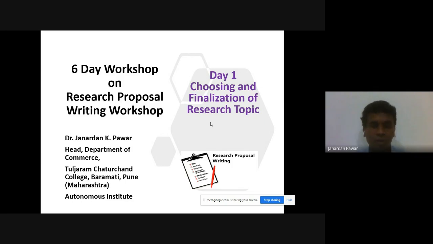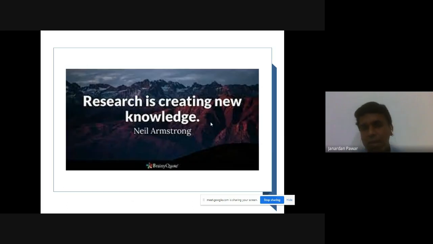Moving on, I'm going to show you something: the thoughts of some scientists or research scientists about research. So look at this. This is Neil Armstrong. What he said about research: research is creating new knowledge. As Sanjay sir and madam said, research is nothing but searching for new knowledge, a new idea, new content, which is not developed, not searched, not invented, not created, or launched by anyone else before. So research is what? Creating something new. And this is the thought of one of the great scientists, Neil Armstrong.